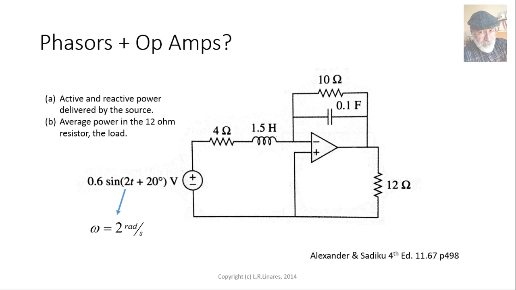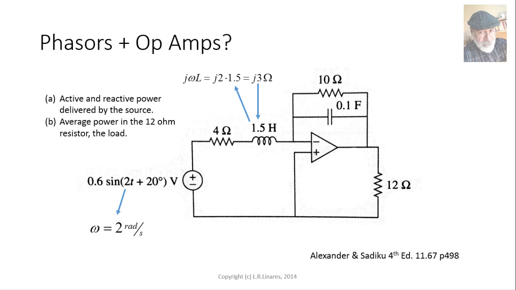The first step is finding omega, the angular frequency of the source, 2 radians per second. And with that omega, we can replace the inductance by an impedance, j omega L. That would be j times 2 radians per second times 1.5 henries. That is j3 ohms. And that value will replace the inductance in our diagram.